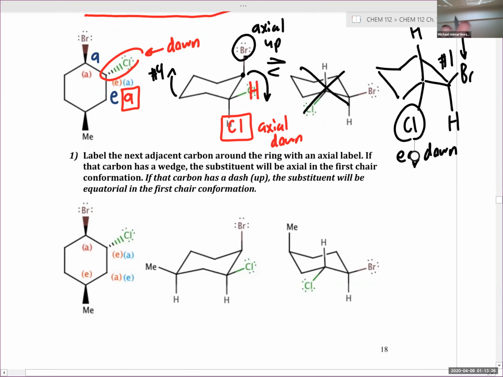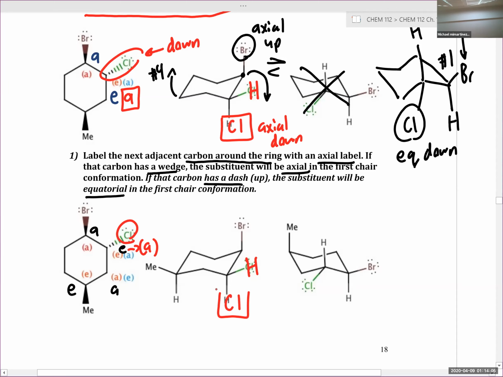The only substituent that we have to flip is our chlorine. We change it from equatorial to axial. Okay, so we're going to make that change here. Change our chlorine from equatorial to axial. So the chlorine is axial down.